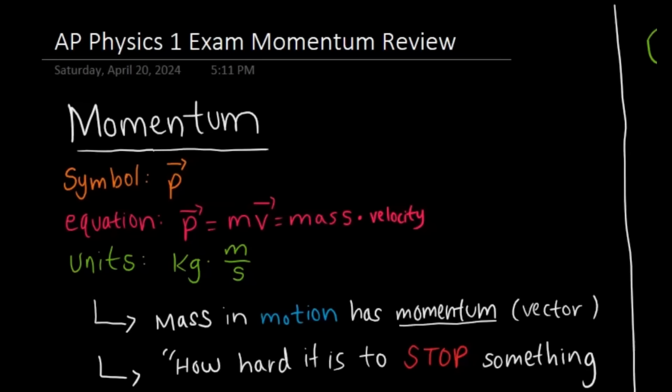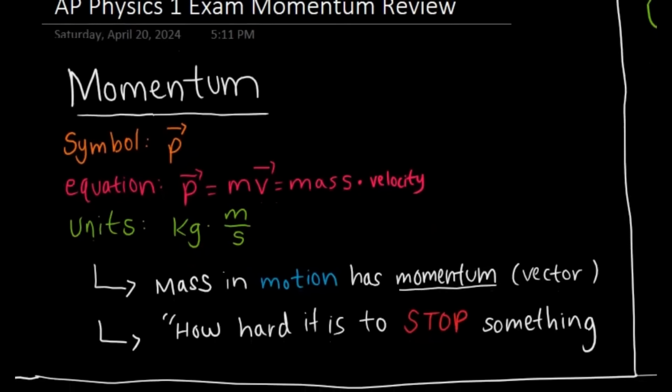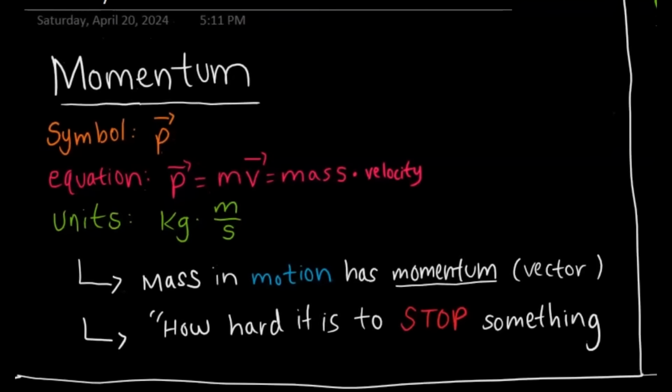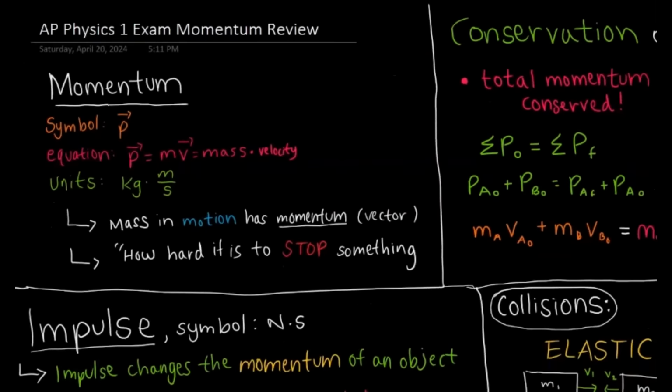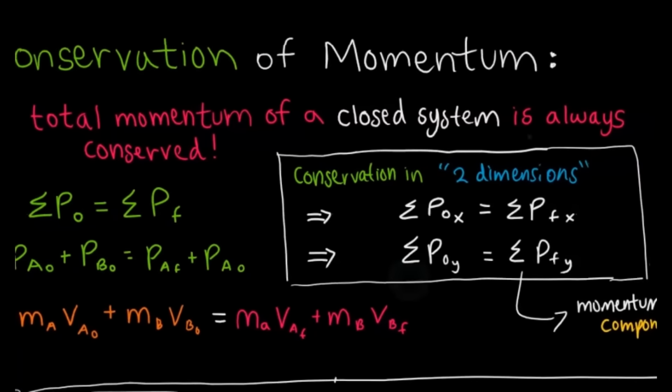Hey everyone, welcome back to another video. Today we're going to be going over the momentum content for the AP Physics 1 exam. So momentum is a vector, it's denoted by the symbol p, and it's equivalent to mass times velocity, and its units are kilograms times meters per second. So a mass in motion will have momentum, and you can think of momentum as how hard it is to stop something.